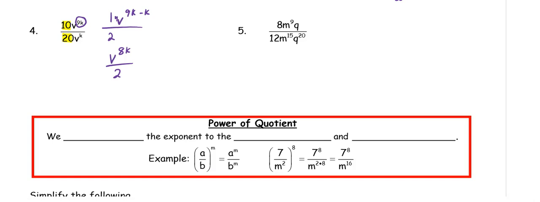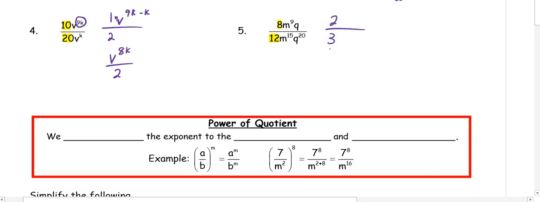Number 5, we have two numbers. We have 8 and 12 without exponents. So we can reduce those by dividing both of those numbers by 4. So we get 2 over 3.